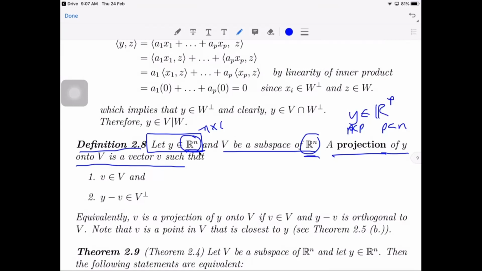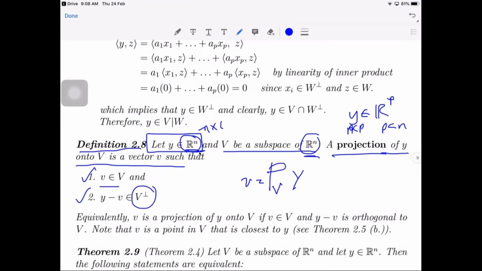So a projection of Y onto V, a notation you will see later, is a vector v. Your v is equal to the projection of Y onto V if these two conditions are satisfied. First, v should be in your subspace V, and Y minus v will be in V perp. V perp is the subspace orthogonal or perpendicular to V.